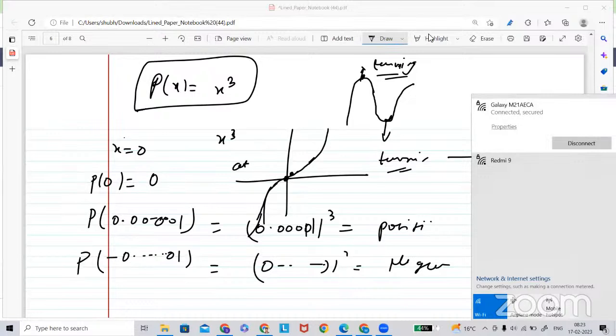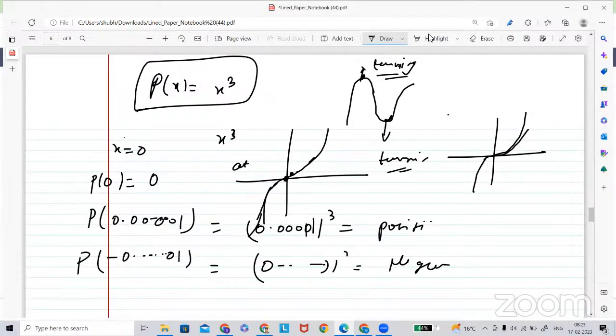So is it clear that for x cube it looks like a turning, but it is not actually a turning point? Yes, correct. Okay. Sir, one more question.